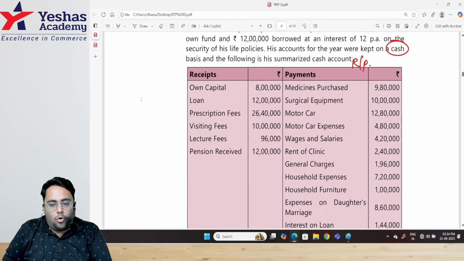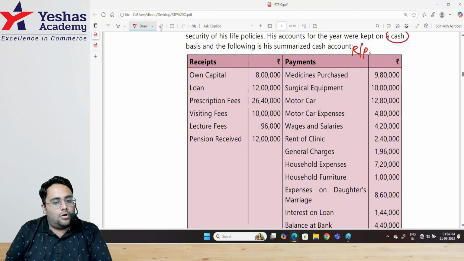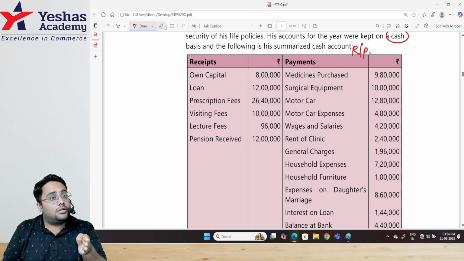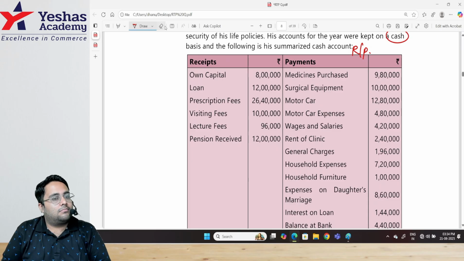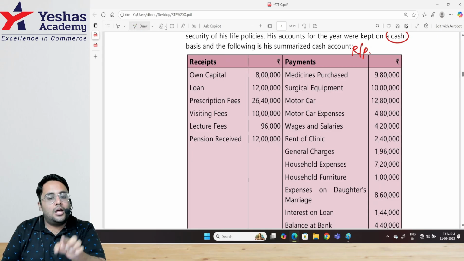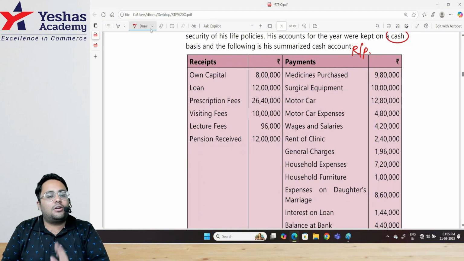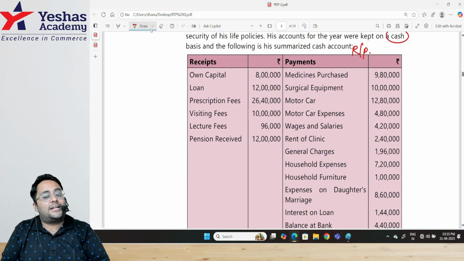First one, own capital 8 lakh. Where will it be recorded? It comes to your, everybody will tell me, capital account, credit side. Loan 12 lakh goes to balance sheet. Prescription fee, income and expenditure account, credit side. Visiting fee, income and expenditure account, credit side. Lecture fee, income and expenditure account, credit side.